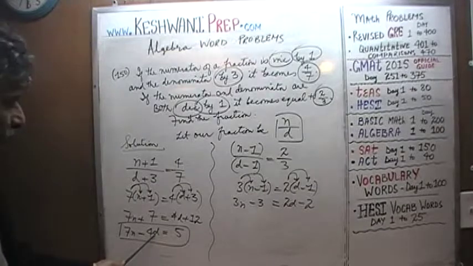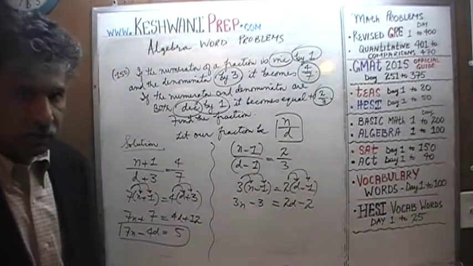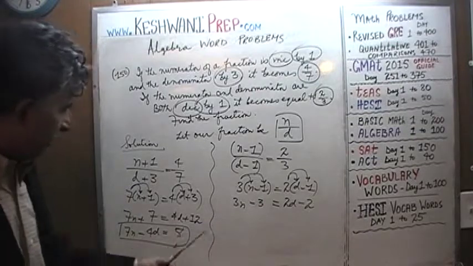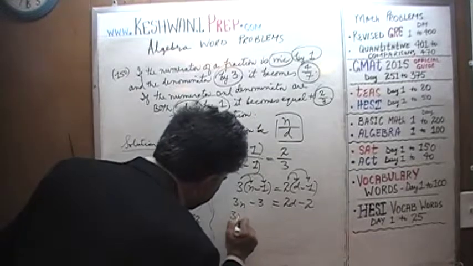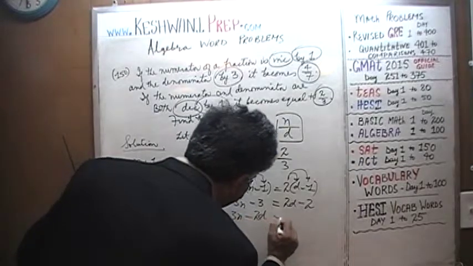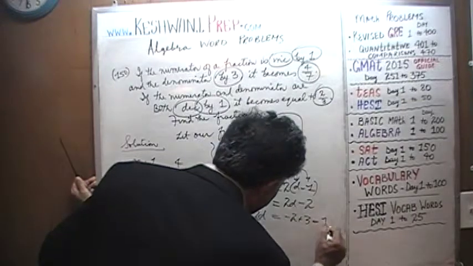Here we see negative 4d. You see that? Here we see 2d. Before we actually do that part, at least let's bring the 2d to this side. We end up with 3n minus 2d. Bring the 3 to that side. It will become negative 2 and positive 3, which is 1.